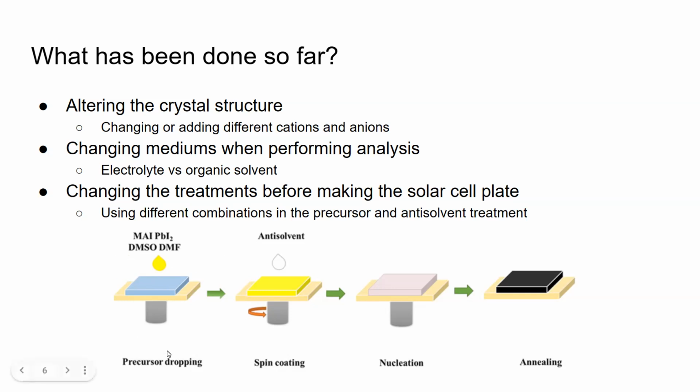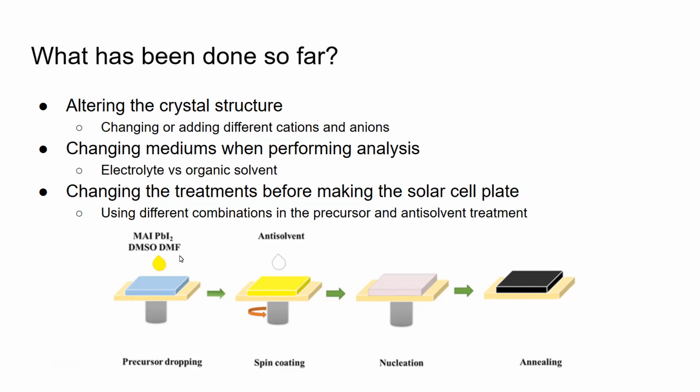So typically there's a precursor drop. So you have your crystal structure. You have the precursor drop, which for lead has been DMSO and DMF. And then it goes into this spin coating where it spins to evenly spread everything out. And then there's this anti-solvent treatment. Then it sits for nucleation, and then annealing is just applying heat to make sure everything sticks to the plate. So you can't spin off any more of the stuff you put on it.